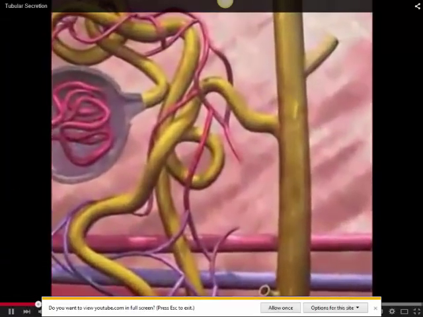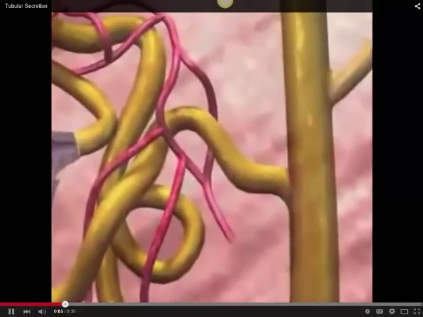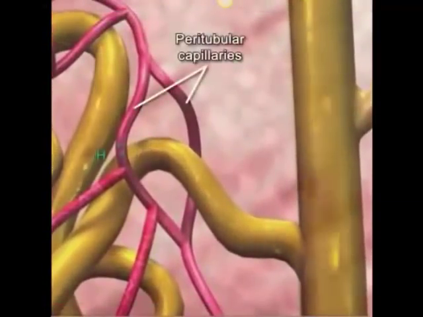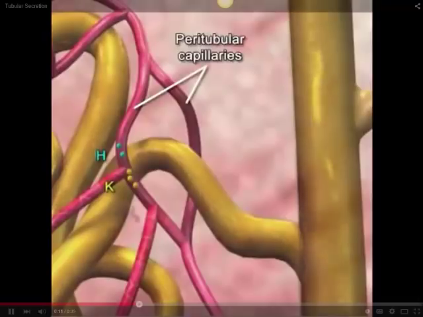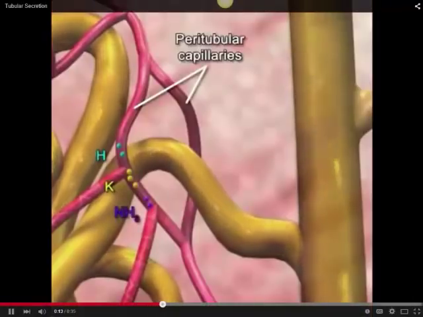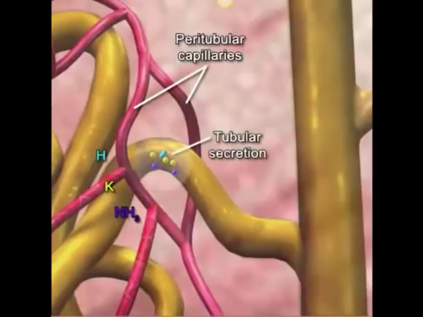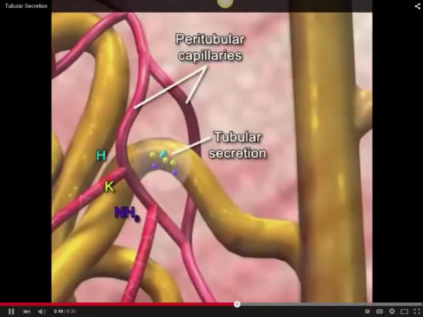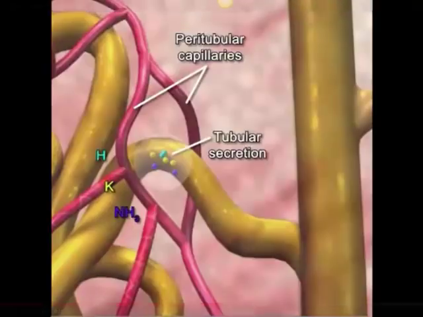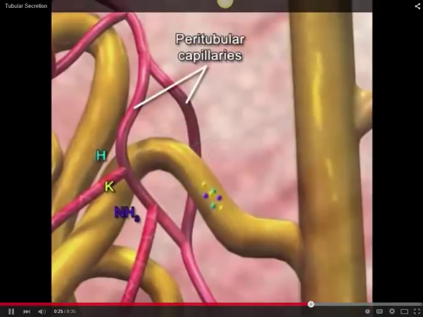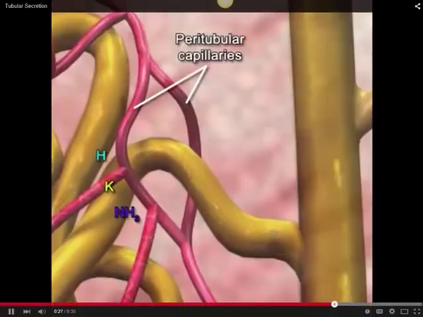Although most of the water and substances enter the tubules because of filtration across the glomerulus, the third process in urine formation, known as tubular secretion, moves a small amount of substances from the blood into the tubules. Substances such as potassium, hydrogen, uric acid, ammonium, and drugs such as penicillin and histamine move from the peritubular capillaries into the tubules.